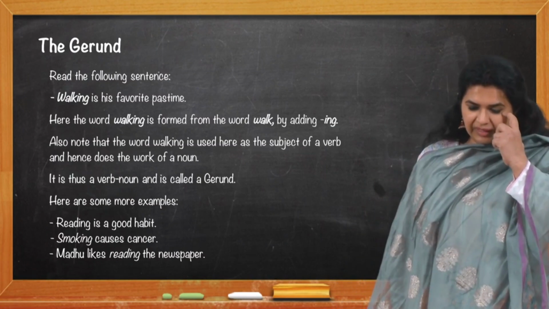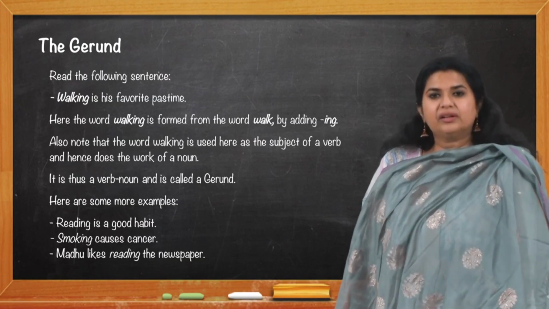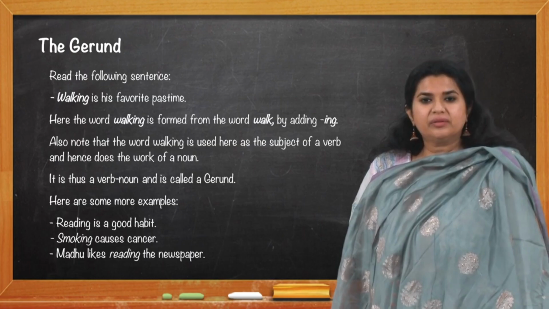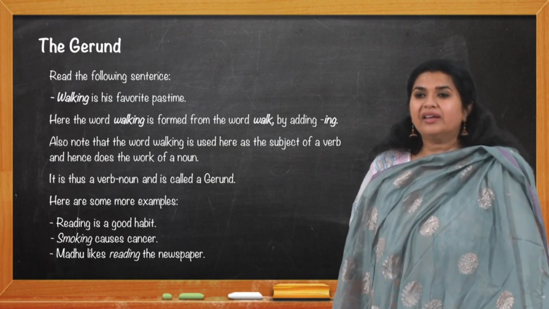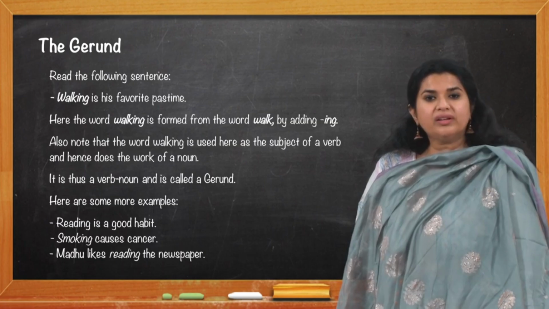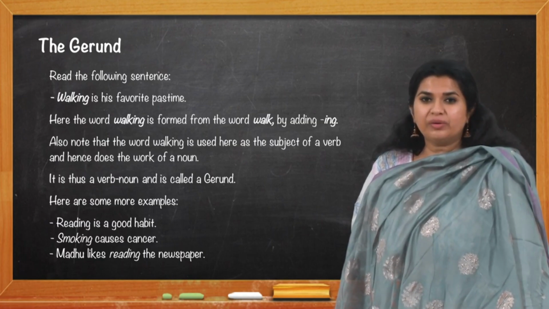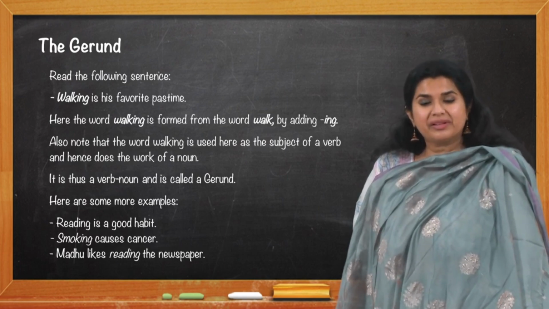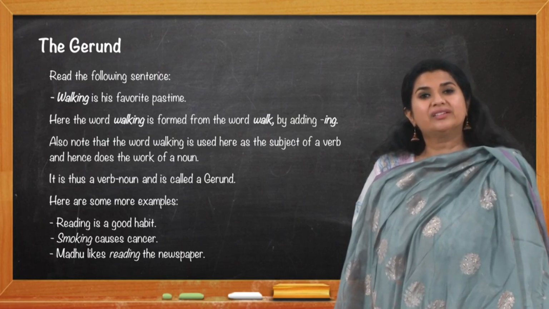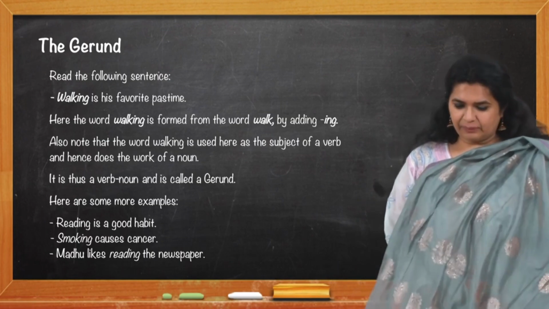Moving on to the next aspect of grammar, the gerund. Now, as I told you already, generally a gerund uses the ing form and ing as a noun. So, walking is his favorite pastime. We are not using walking as a verb or present continuous. Here walking is used as a noun. So, walking is his favorite pastime.